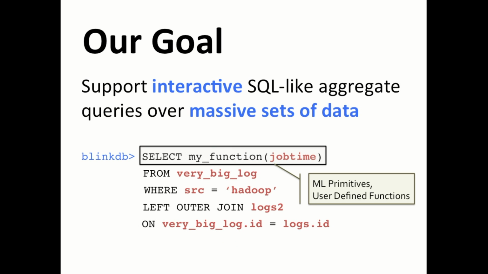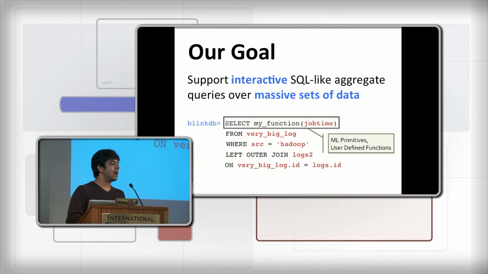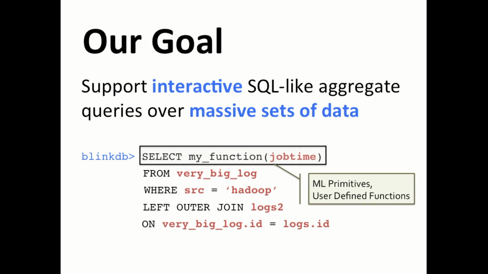And last but not the least, they can actually contain some special functions, some special aggregate functions. They can be something like ML primitives, maybe k-means, or can be even something that you and I wrote in Java, a user-defined function. And ultimately, the goal of this is to perform some aggregate analysis on these massive data sets in order to derive some value out of this data.